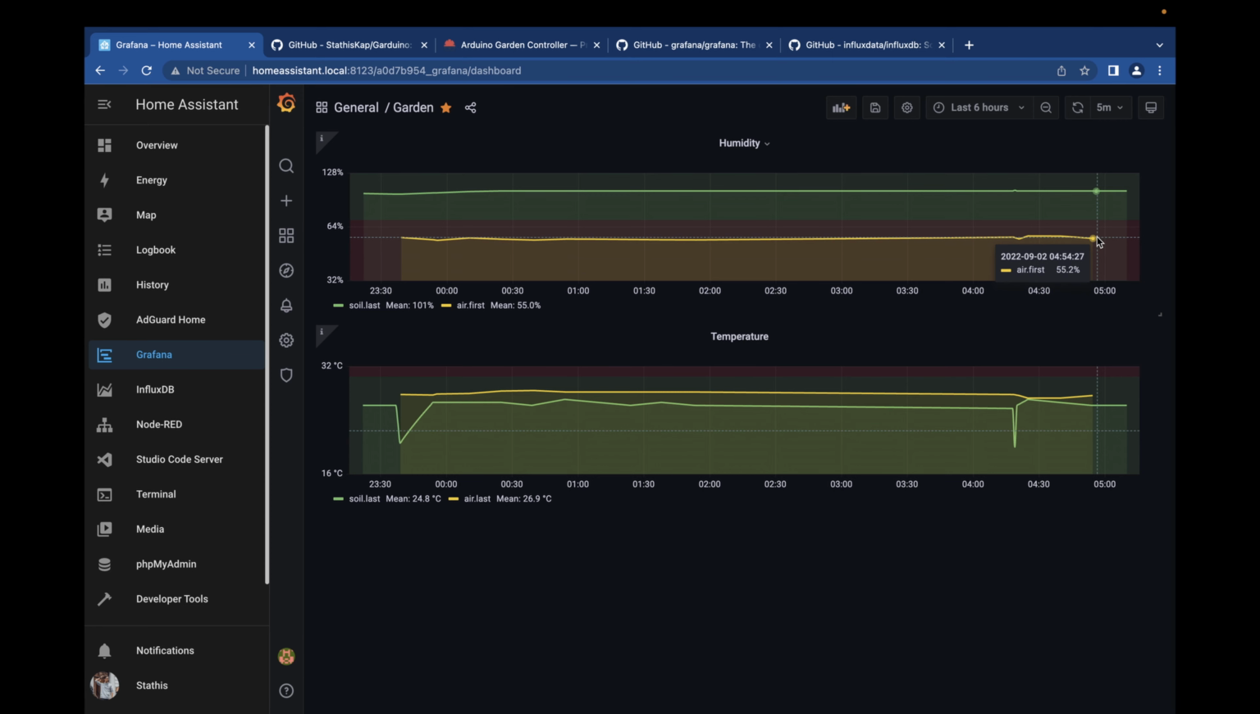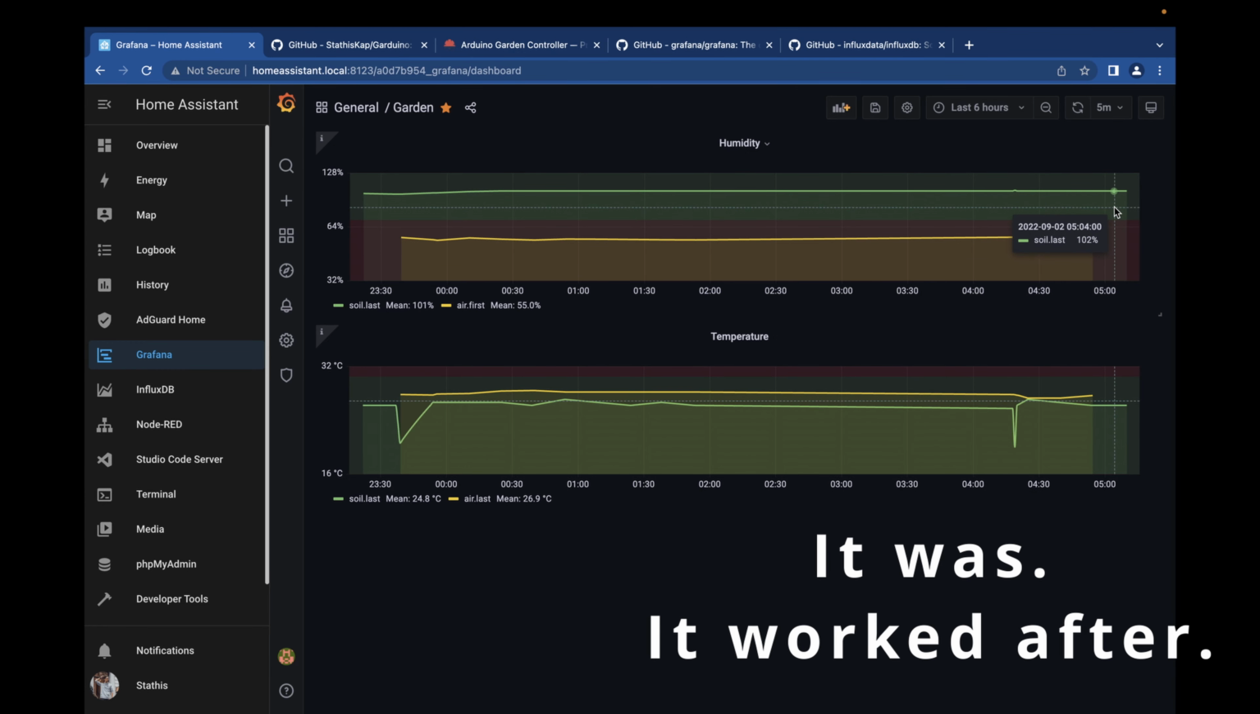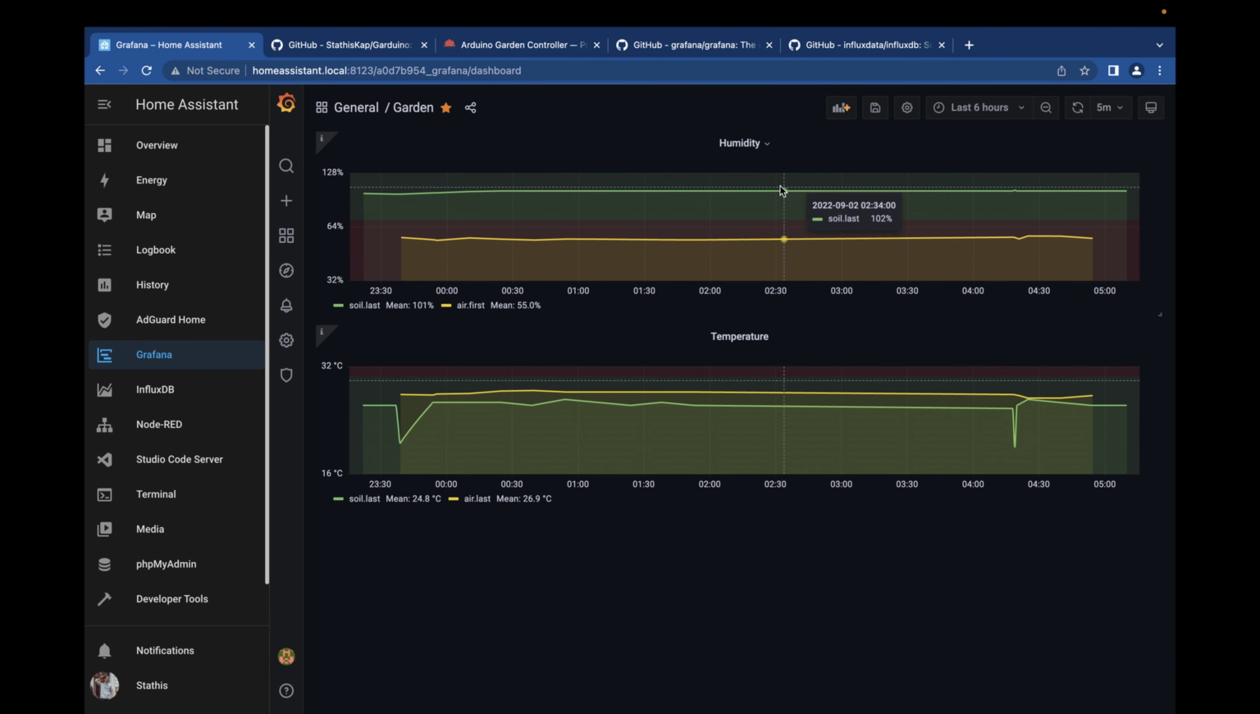Sometimes the air sensor gets disconnected, so right now I should probably go downstairs and make sure that's connected. But also, the green line on both of these graphs is the soil data, and the yellow one is for the air.